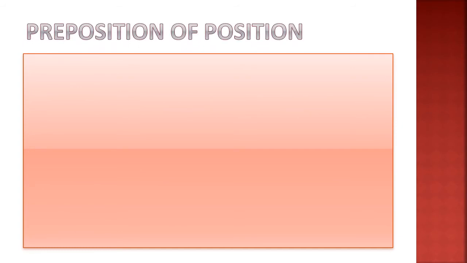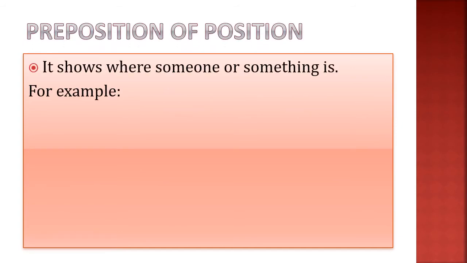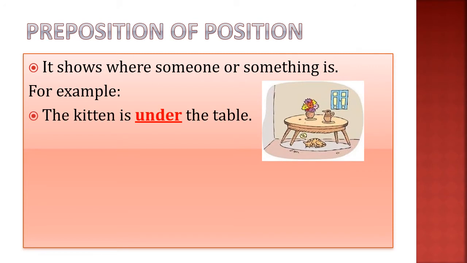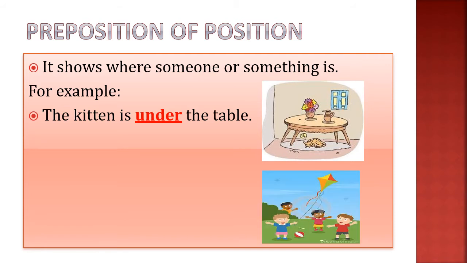First we will see what preposition of position is. This preposition shows where someone or something is. For example, the kitten is under the table. So, under this word is telling us where the kitten is. Example number 2, the kite is above us. Again, above is telling us that where the kite is. So, preposition of position shows the position of something or someone.